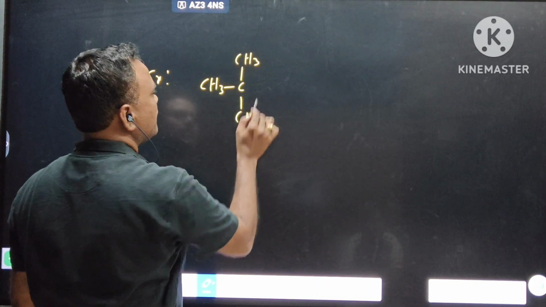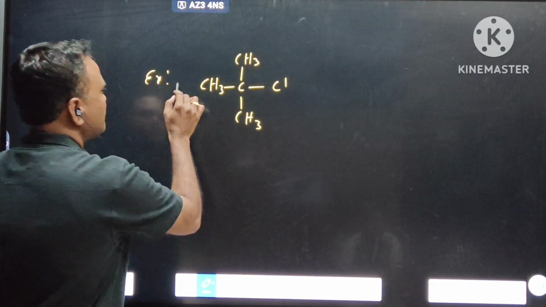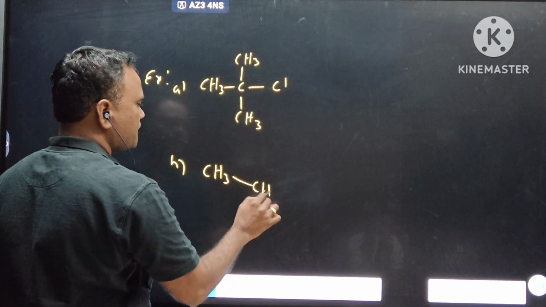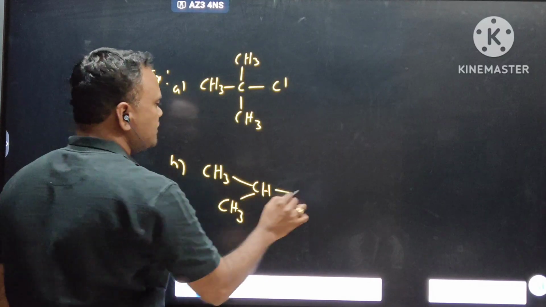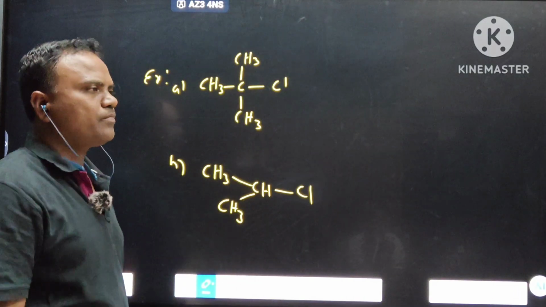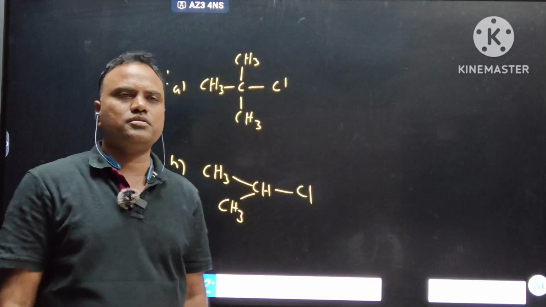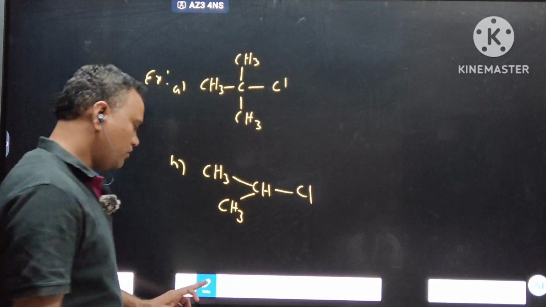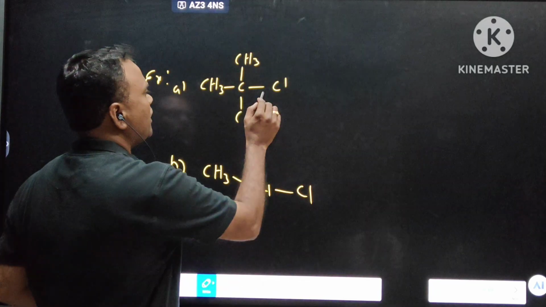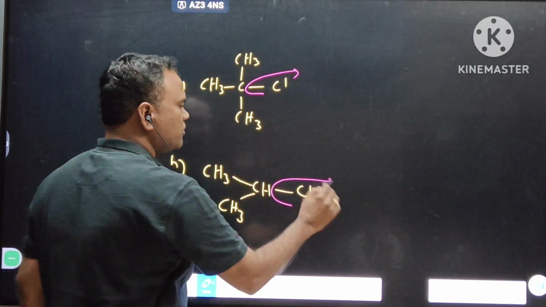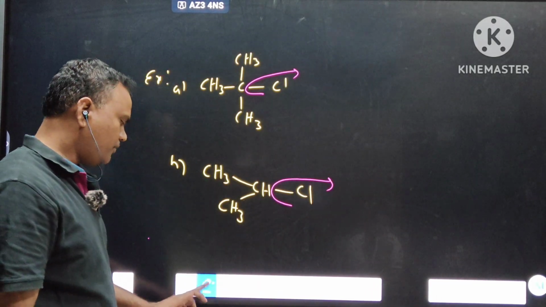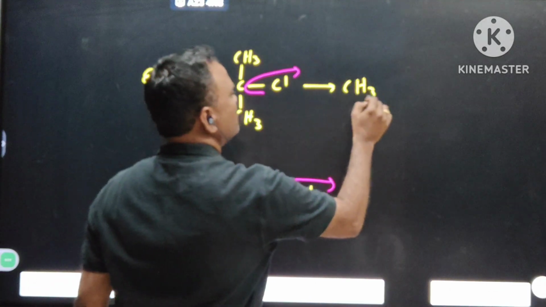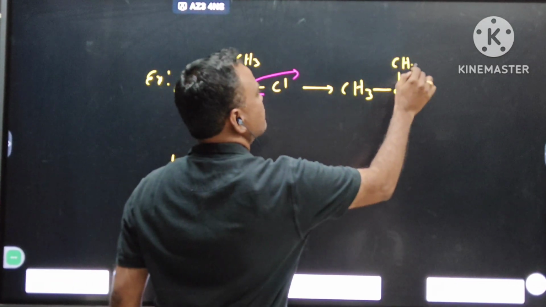This is the first alkyl halide. This is the second alkyl halide. I said one point to you while solving questions related to SN1. What we have to do? We have to remove the halogen along with the bond. After that, we have to write the carbocation. Be habituated to this process.